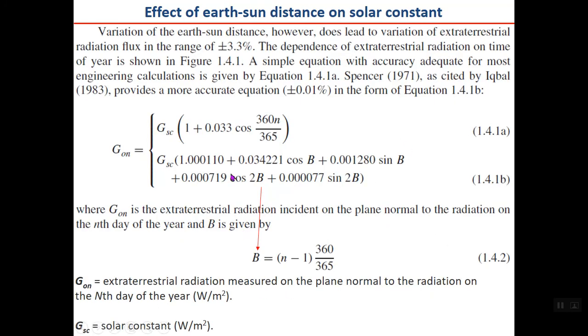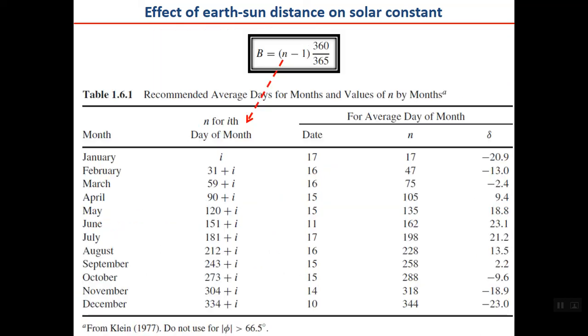Or you can use this equation instead, which is somewhat more complicated but more accurate. Here B stands for (n minus 1) multiplied by 360 over 365. How can you find n? Either you can calculate it yourself or use this table. For example, if today is 10th of June, then you will come to the row which shows June and then put 10 instead of i. Adding 10 to 151 is 161, which is the day number. Here you can see other columns for the average day of the month.